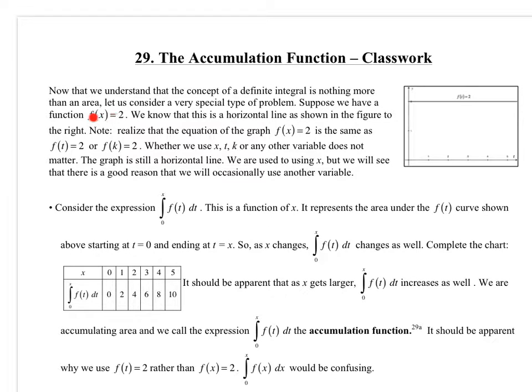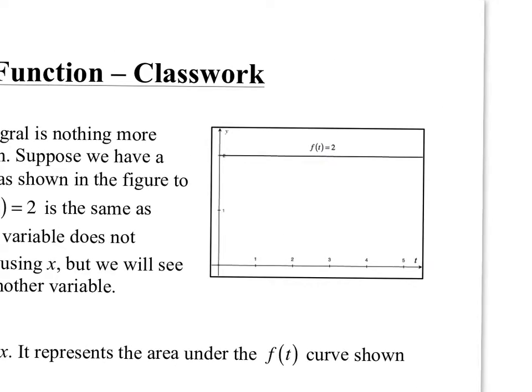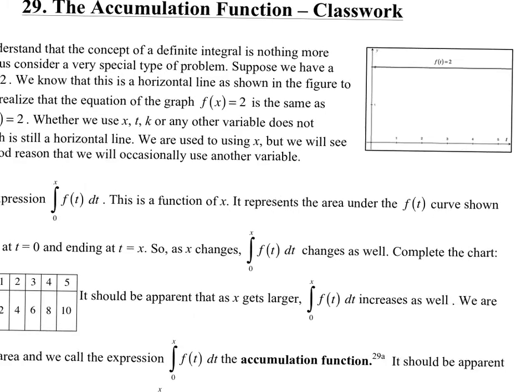Let's take a look at the function f of x equals 2. And we know that is a horizontal line as shown in the figure over here. Realize that the equation f of x equals 2 is the same as f of t equals 2 or f of k equals 2. It doesn't matter what we use, x, t, or k, the graph is still going to be a horizontal line. We're going to graph it using x, but we're occasionally going to be calling it another variable. In this particular case, they called it f of t equals 2, where t is your x value and f of t is your y value.